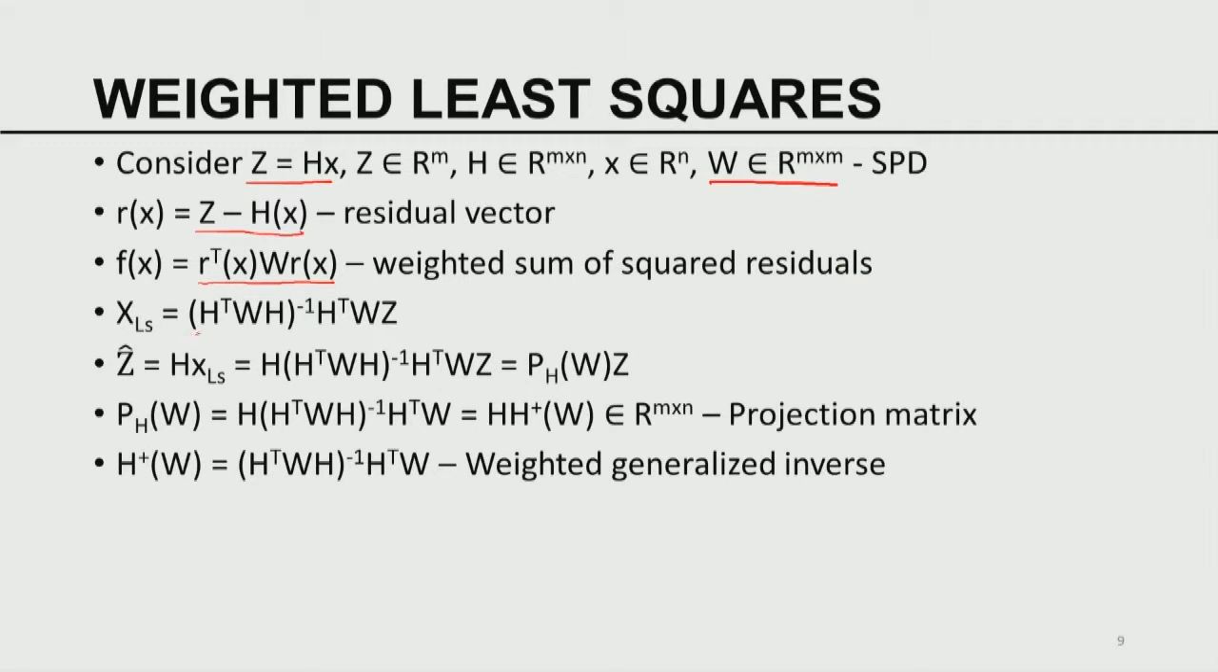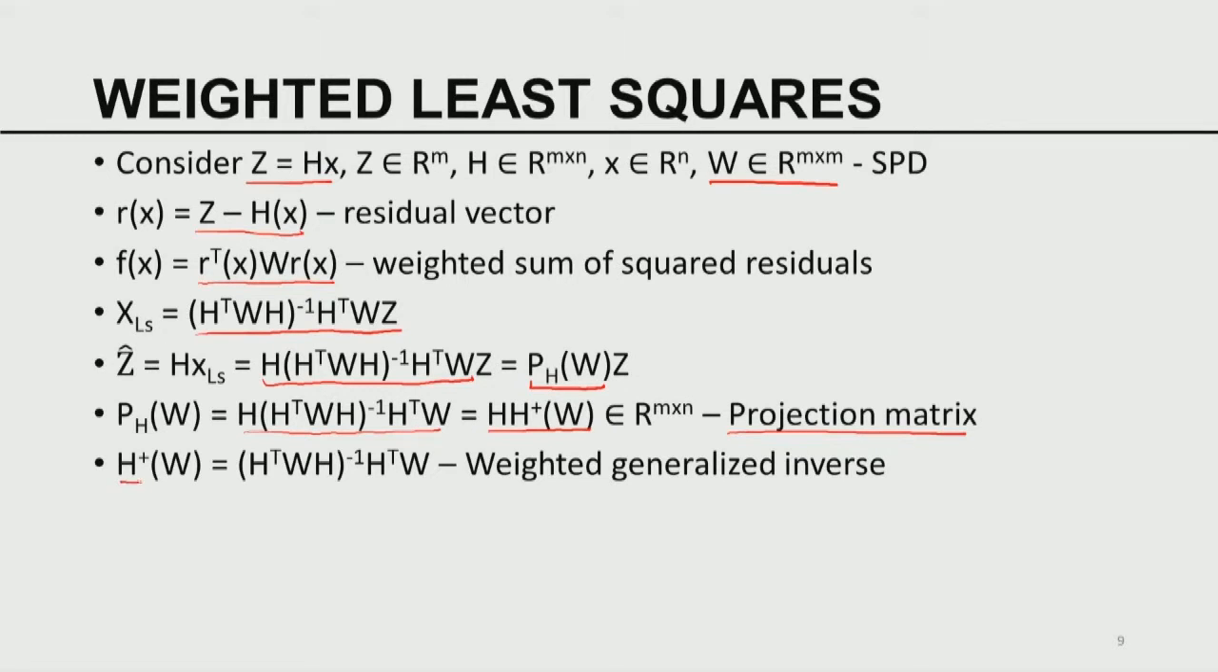We have already seen the least square solution is given by that. We have already seen it in the previous slides and previous lectures. So z hat is h of x_LS. So this is going to be the least square solution. I am providing a summary. So P_HW is given by the matrix that is underlined. So pH matrix is this. That can be thought of as H H plus W. H plus W is the inverse in the weighted case, the generalized inverse in the weighted case. That's the so-called projection matrix.